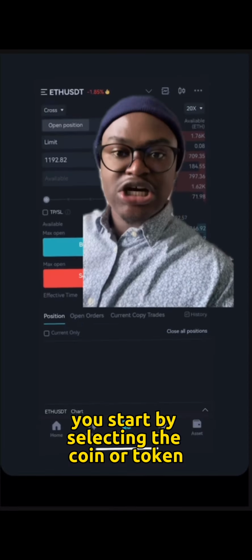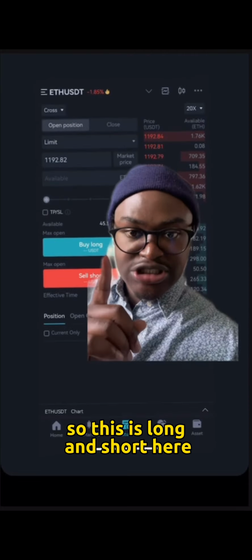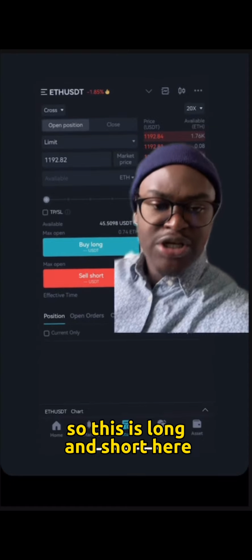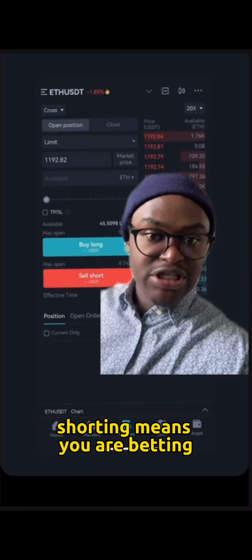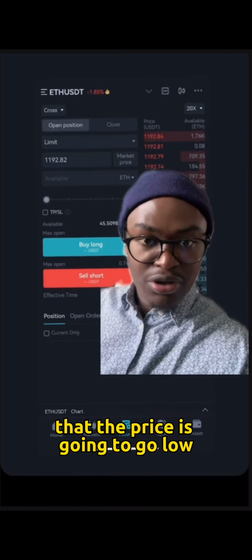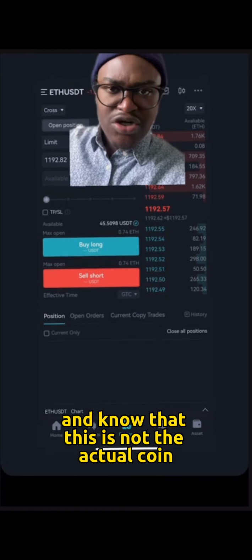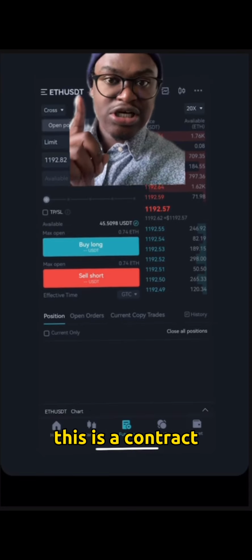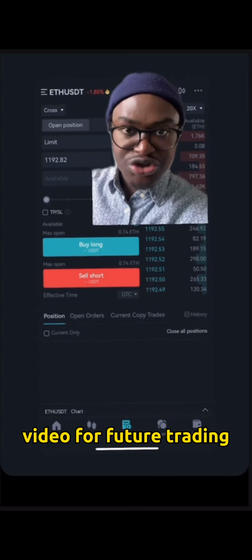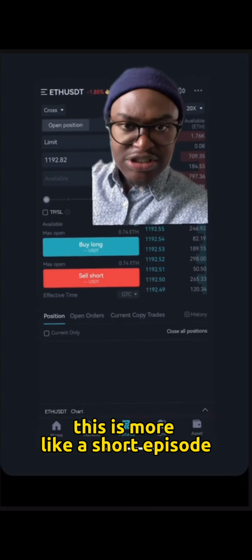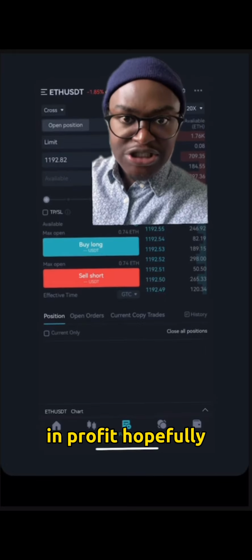You start by selecting the coin or token that you want to long or you want to short. So this is long and short here. Longing simply means you are betting that the price is going to go up. Shorting means you are betting that the price is going to go low. Now you have the coin itself here, or token, and know that this is not the actual coin, this is a contract, and I will make a more precise and dedicated video for futures trading, so subscribe for that. This is more like a short episode on how to get in and get out in profit, hopefully.